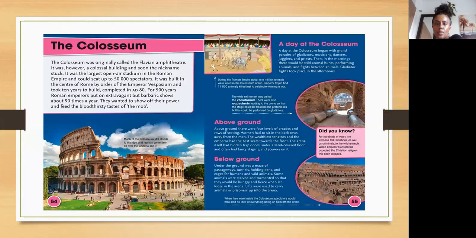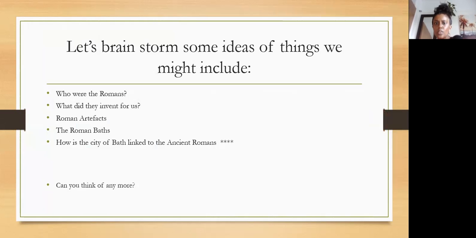So what I want you to do for today's lesson is have a brainstorm of some ideas that we're going to include in your brochure. So I've put some subheading ideas on this PowerPoint. So who were the Romans? What did they invent for us? Roman artifacts. So when you went onto the website and you looked at Romans jewelry and the things that the Romans had. The Roman baths, and how is the city of Bath linked to the ancient Romans? And can you have a think of any more? So these are just my ideas, and you might think of other things that you have enjoyed learning about during this topic that you're going to include in your brochure.